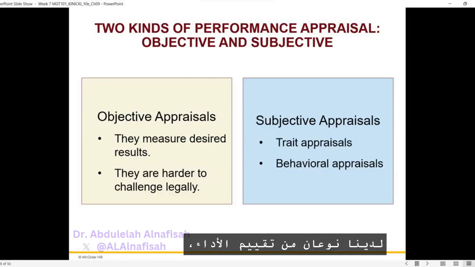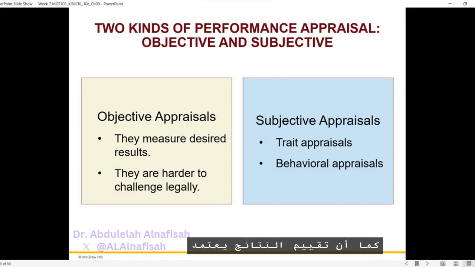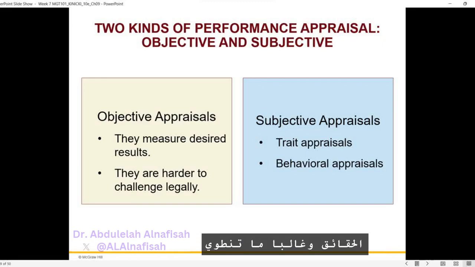Okay, we have two kinds of performance appraisal, objective and subjective. Let's explore them. 1. Objective appraisals. Objective appraisals, also known as results appraisals, are based on measurable facts and often involve numerical data. They focus on measuring desired results or outcomes that can be quantified, such as sales numbers, publications, or defect rates.